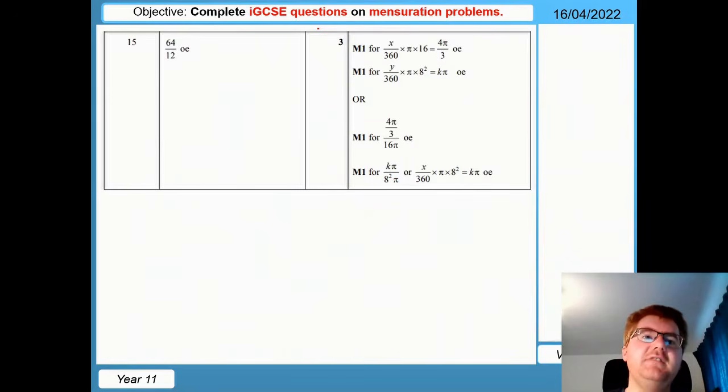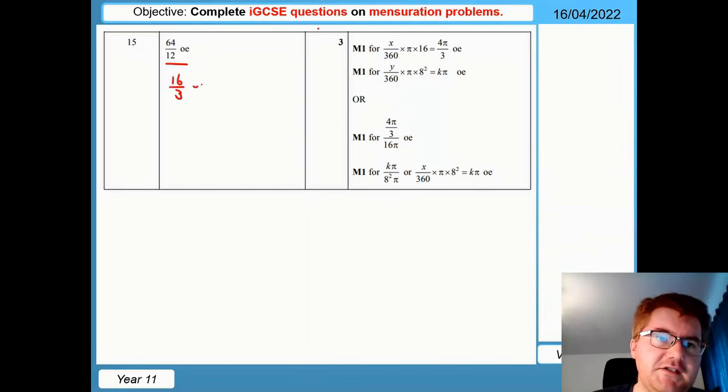So you can check the answer. They've taken 64 over 12. Notice this is the same. If we divide top and bottom by 4, we get 16 over 3. So it is the same answer. I kind of like this solution.